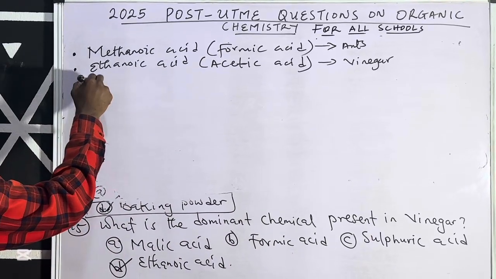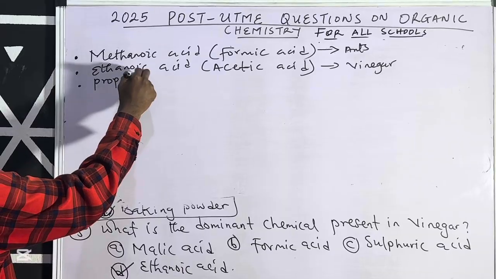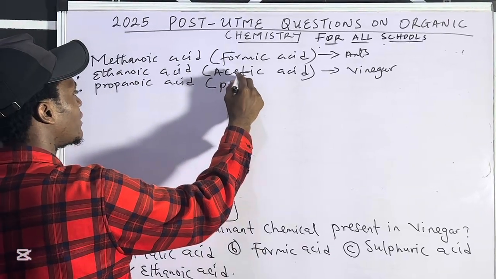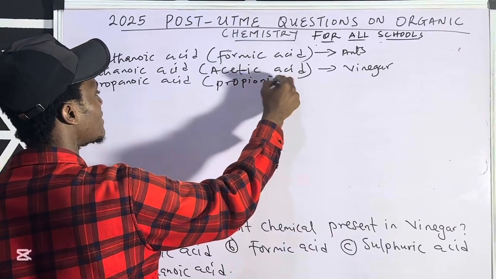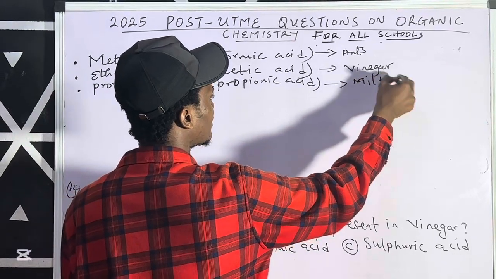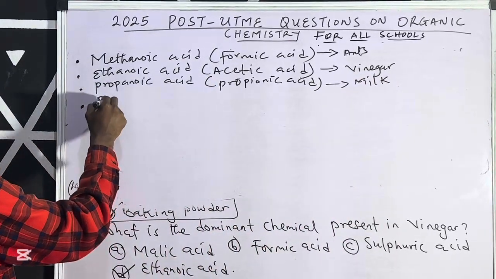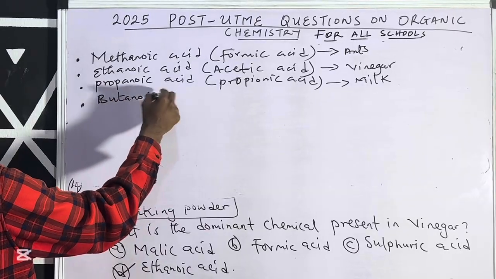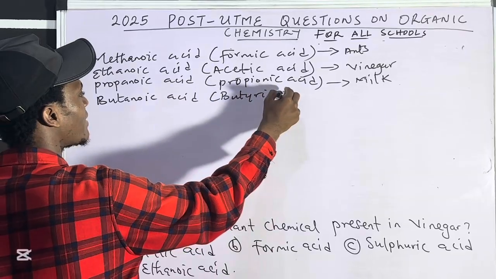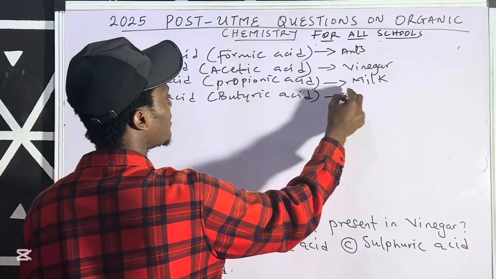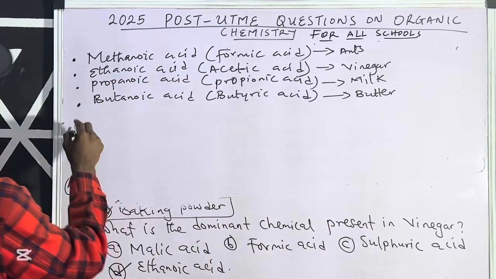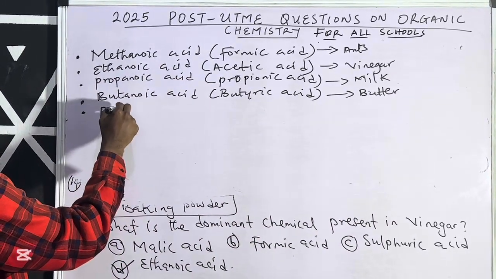Then the next is propanoic. That's the third member. Propanoic acid is also called propionic acid, and this propionic acid is found in milk. Then the next member is butanoic acid. Butanoic acid is also called butyric acid, and it is found in butter as well as human sweat.